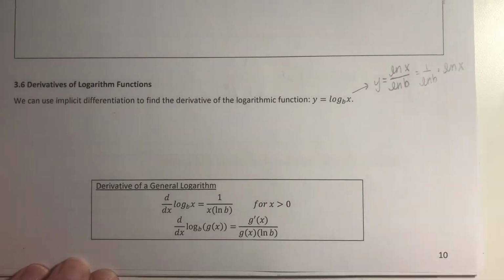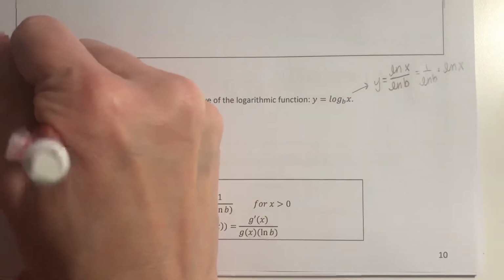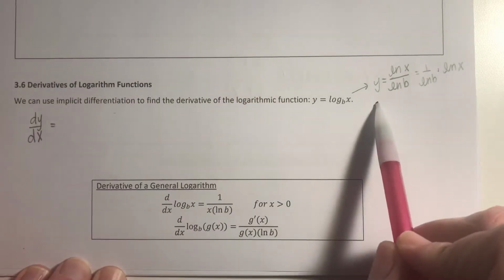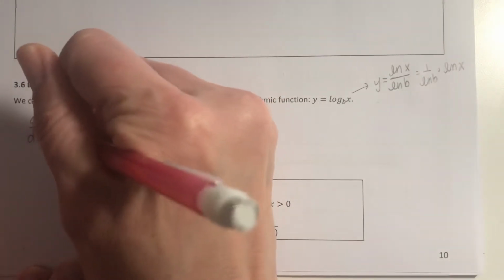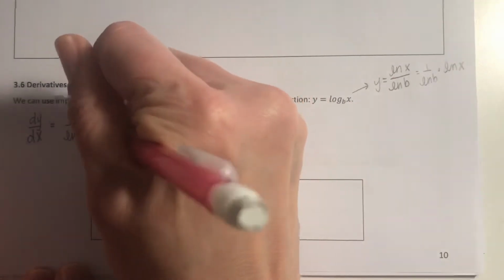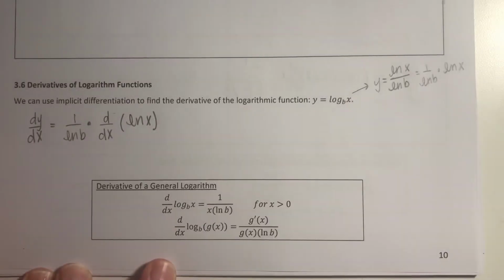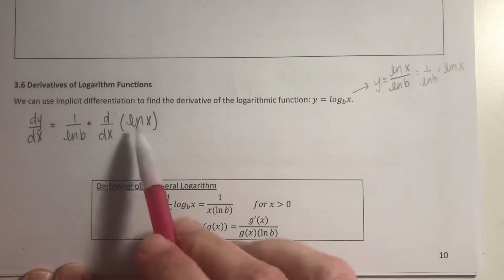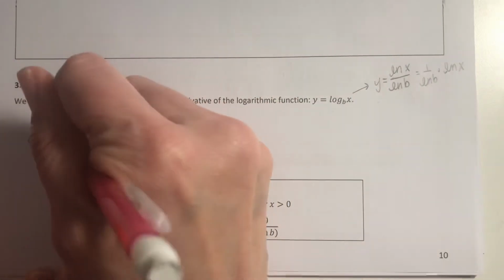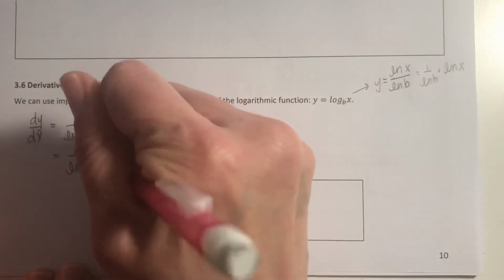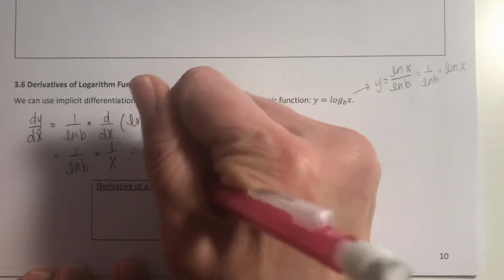And so taking the derivative of this, we have dy dx, taking the derivative of y with respect to x, is equal to 1 over ln of b times the derivative of ln of x. And so what we're going to be using is the derivative of ln of x is just 1 over x. So this simplifies to 1 over x ln of b.